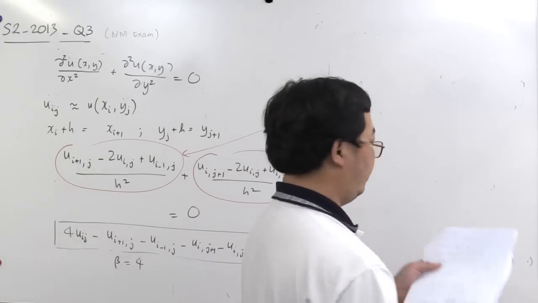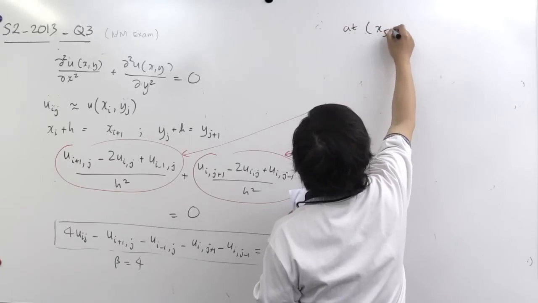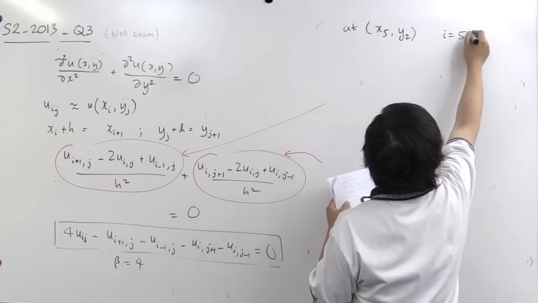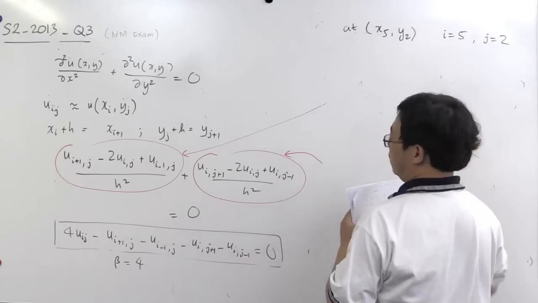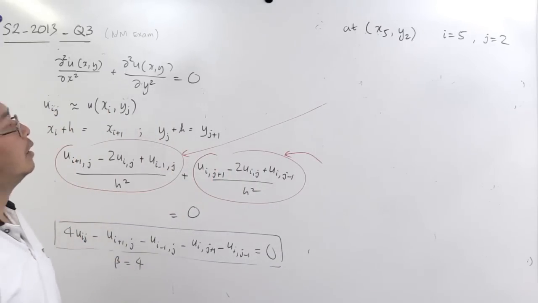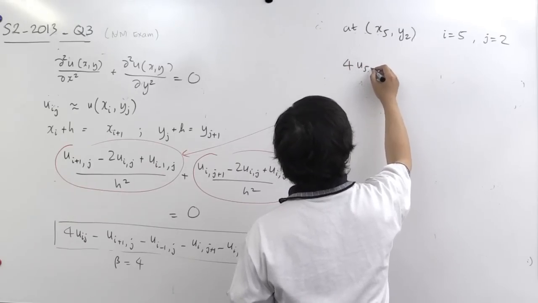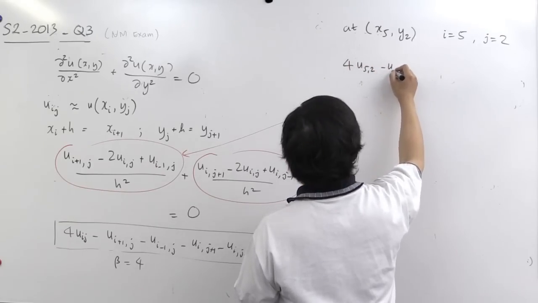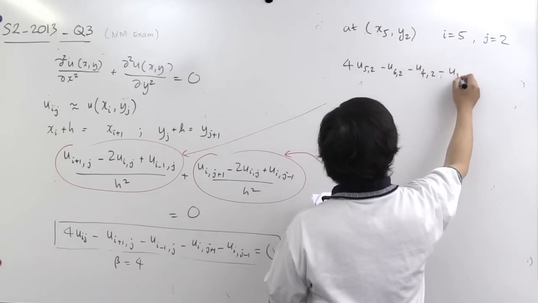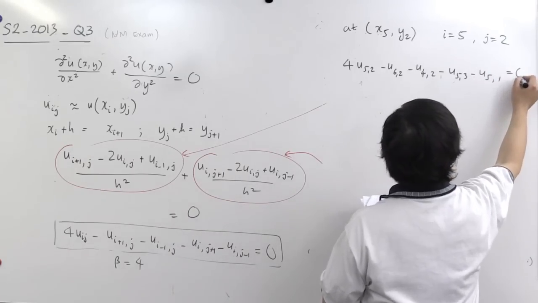At x5, y2, here i equals 5 and j equals 2. So you just need to write down this equation explicitly. You have 4 u5,2 minus u6,2 minus u4,2 minus u5,3 minus u5,1 equals 0.